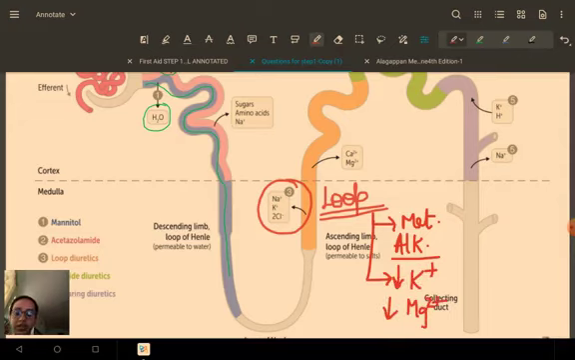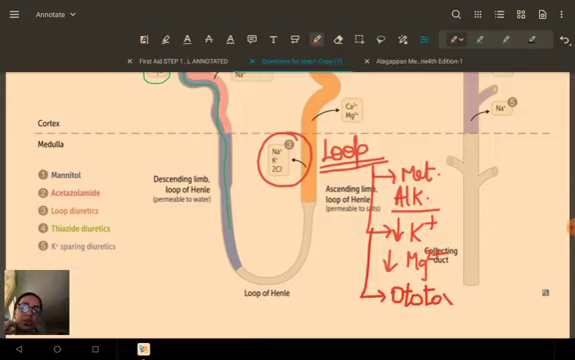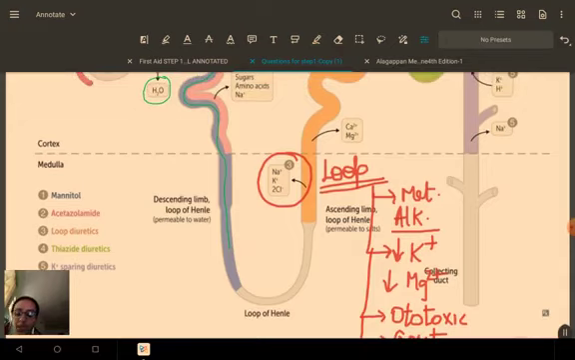Other than this, what happens is these drugs are ototoxic and they can cause gout. So they can damage your hearing. They are ototoxic and they cause hyperuricemia. They cause gout. They inhibit the excretion of the uric acid. If you inhibit the excretion of uric acid, it's going to build up inside the body and it is going to contribute to gout. Other than that, what do we know?